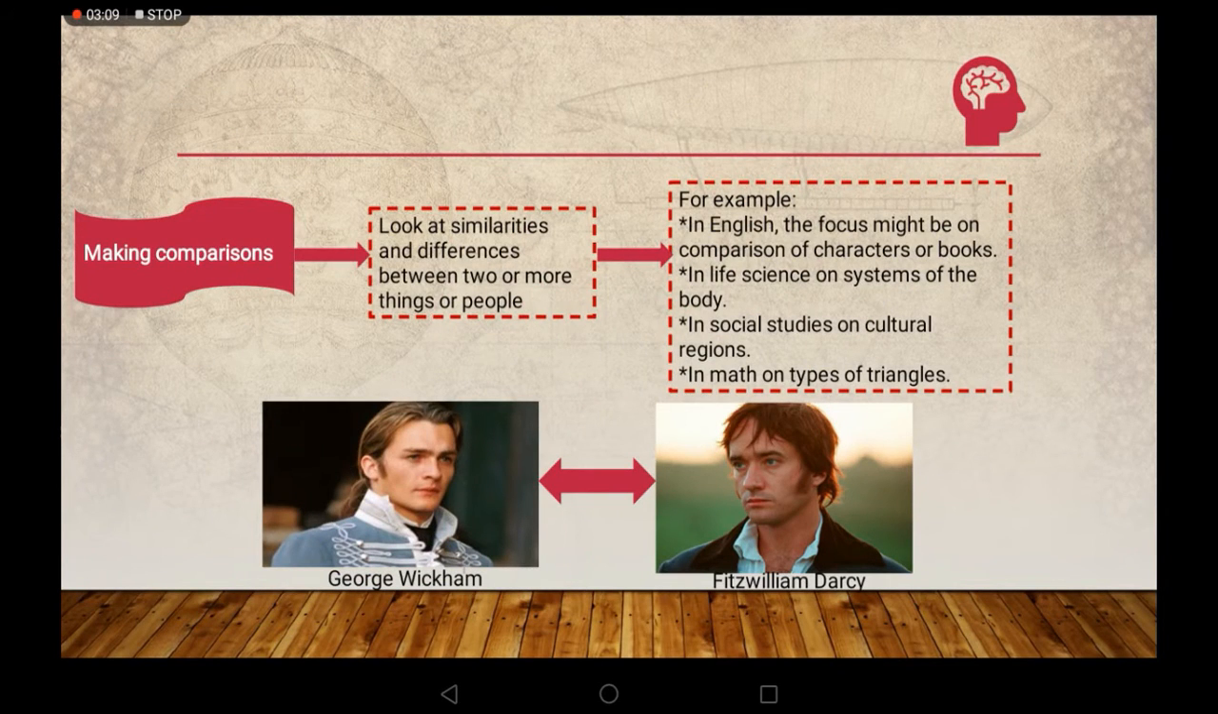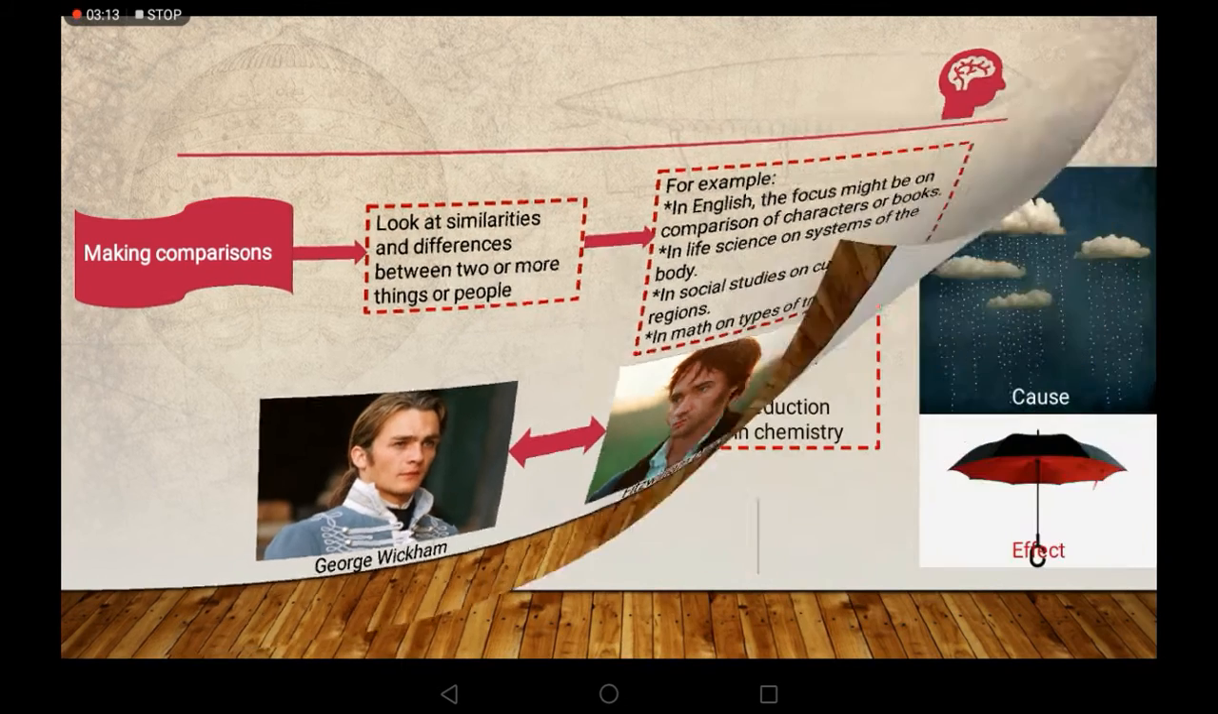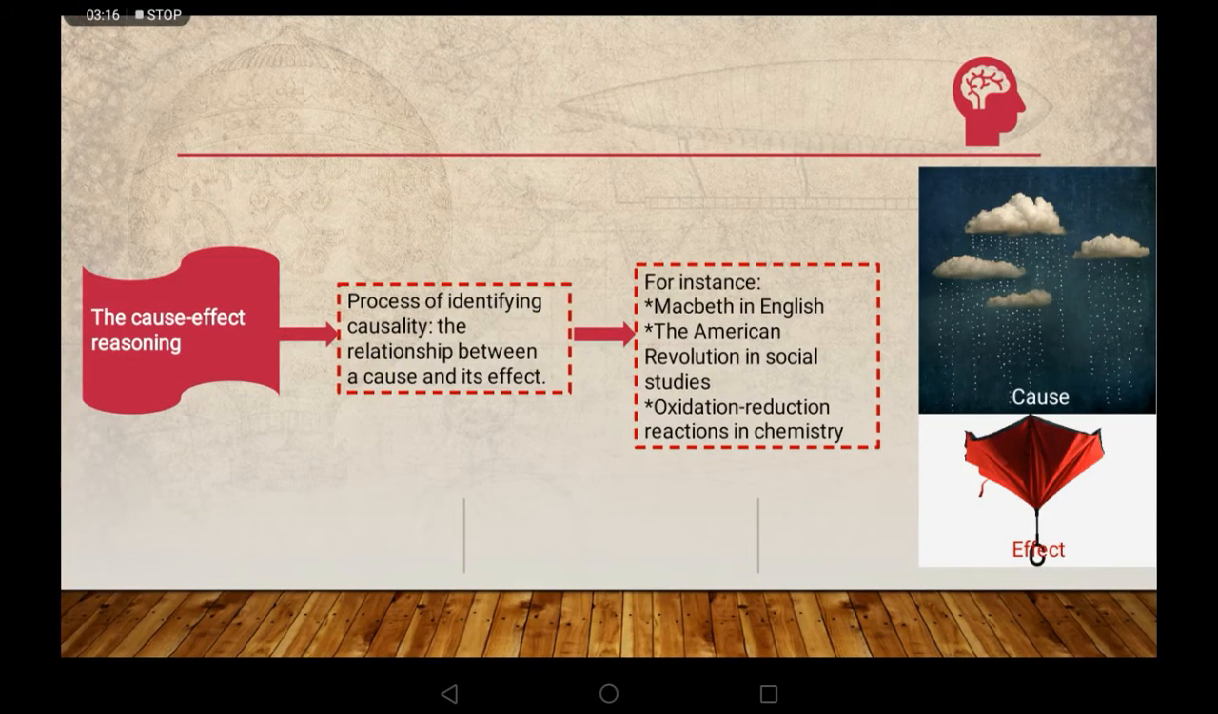Making comparisons. For example, in English, the focus might be on comparison of characters or books. Discursive reasoning, that is to say, the relationship between a cause and its effect. For instance, in Macbeth.